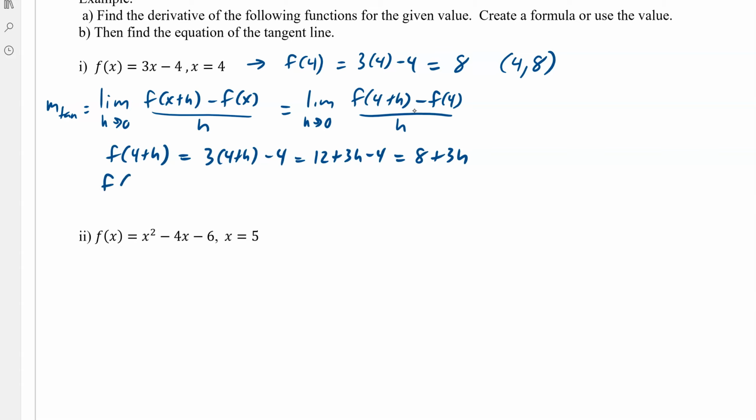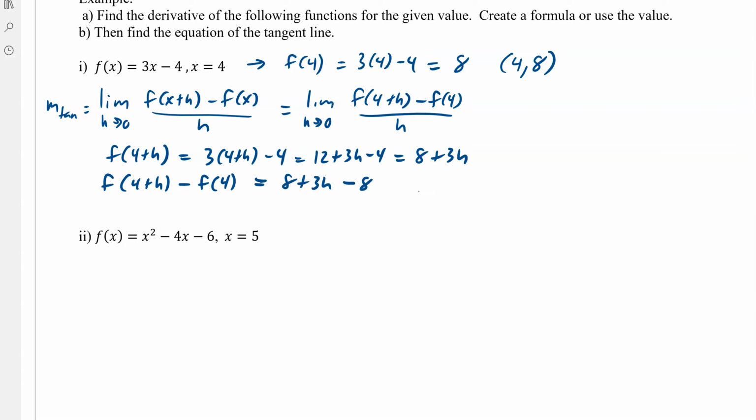And then we move on to the next part, which is our f of 4. And so all we're doing is really just finding the numerator for our slope, and then we'll find the denominator of our slope, find the slope of our secant, take the limit as h approaches 0, and there we go. So we're going to take these now and subtract them. So what is f of 4? So f of 4 is 8. So this becomes 8 plus 3h minus 8.